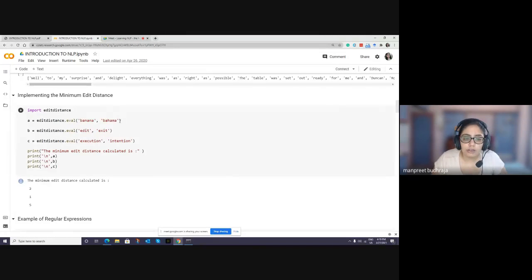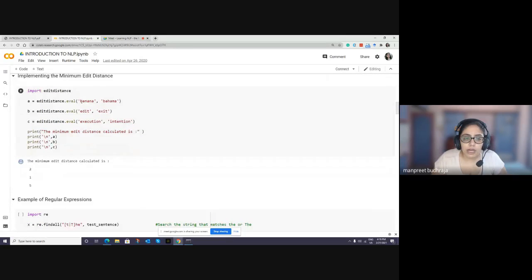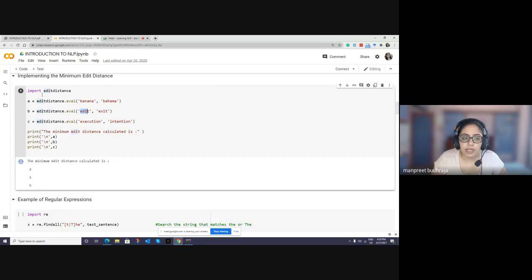Next, we are implementing the minimum edit distance that we studied now. So banana to Bahama. This is your target word and this is your source word that you wrote. So from this to this is a change of 2. This to this, the edit is 1 because you're just substituting 1. From this to this it's 5. So this is how you have a library in Python to do this thing called minimum edit distance calculation. You don't have to make your own formula, you just use this library to evaluate the distance between the two of them. Any questions so far?